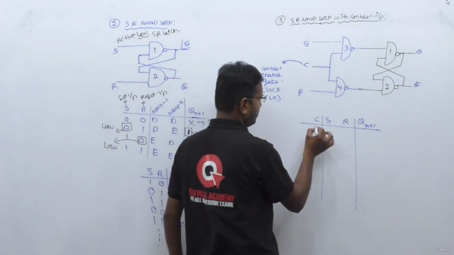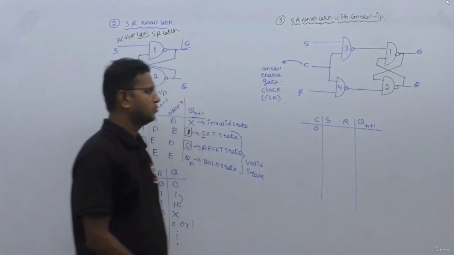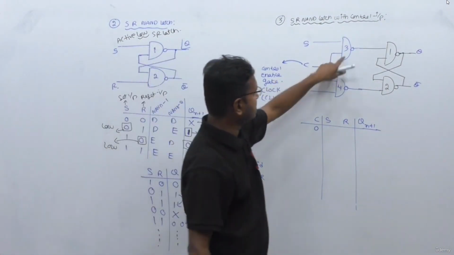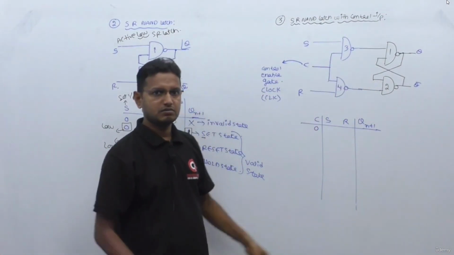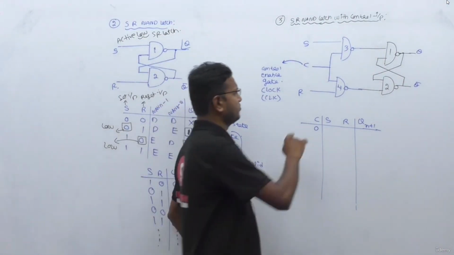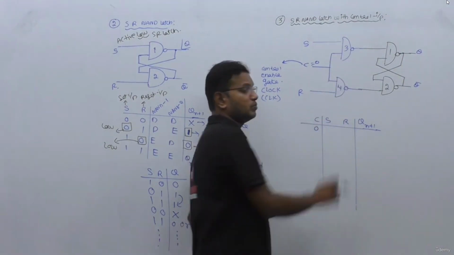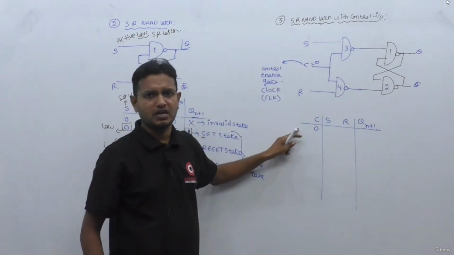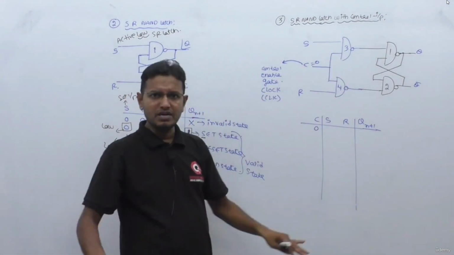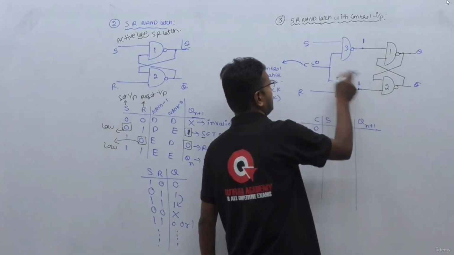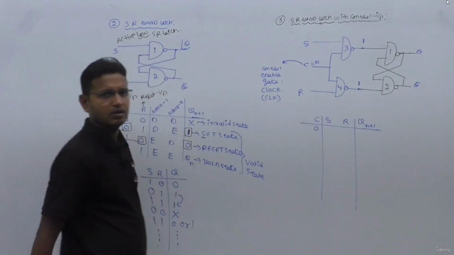Now first let us see what will happen if C equals 0. If C is equal to 0, the NAND gates 3 and 4 will be disabled. Enable-disable concept, very important. If C equals 0, gates 3 and 4 will be disabled irrespective of S and R. If 3 and 4 are disabled, the output will always be fixed to 1. Disabled means only that the output is always fixed to 1.